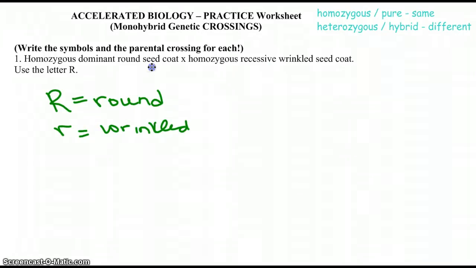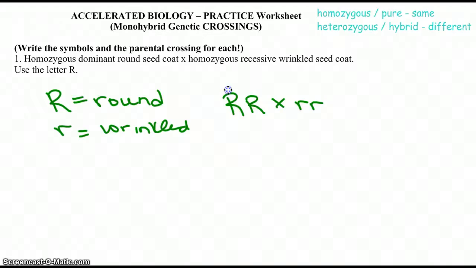Now my parents. And I'm going to refer to these terms over here, homozygous, heterozygous, pure, and hybrid. So my first parent, homozygous, dominant, round. Homozygous means the same letter. So my symbol for round is a capital R. So I'm going to have two capital R's. Remember, everything occurs in pairs. Crossed with homozygous recessive wrinkled. Again, homozygous, same letter, recessive wrinkled, lowercase r, so I'm going to have two little r's. And that's all the directions ask me to do.